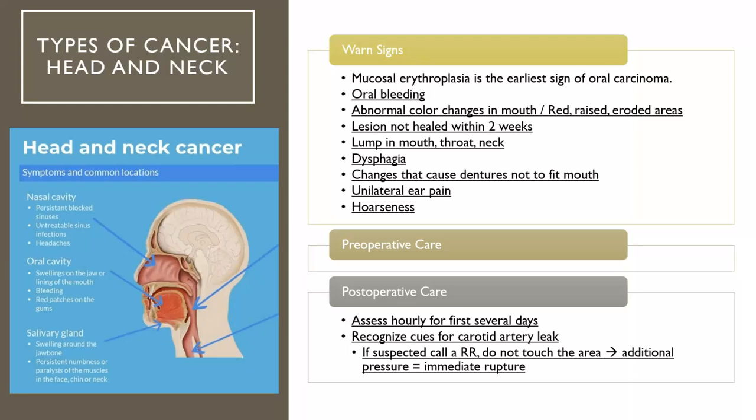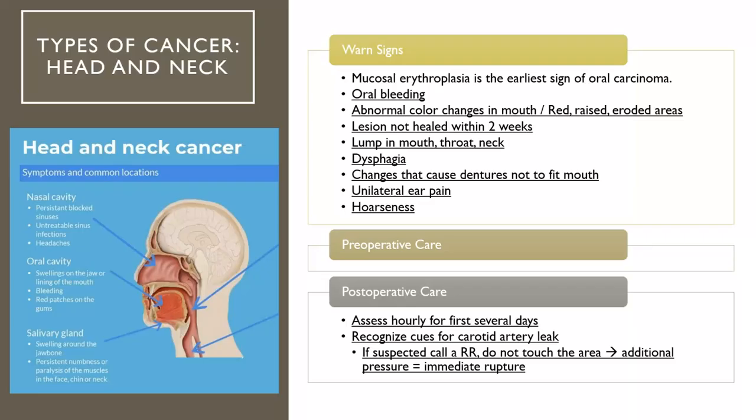So if they've lost weight intentionally, their dentures aren't going to fit. Maybe their dentures aren't fitting because they're swollen, or they've lost an absorbent amount of weight without even trying. Unilateral ear pain and having a hoarse voice.